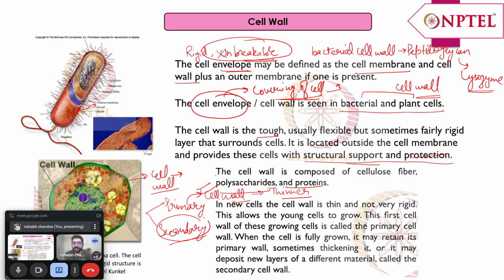In the case of secondary cells, the cell wall is rigid. If we have to break the secondary cell wall, we require more energy to break it down. That's why it contains molecules such as lignin that are difficult to break, and it is present in differentiated cells that do not divide. So this was the basic introduction about the cell wall. If you have any doubts, you can ask.